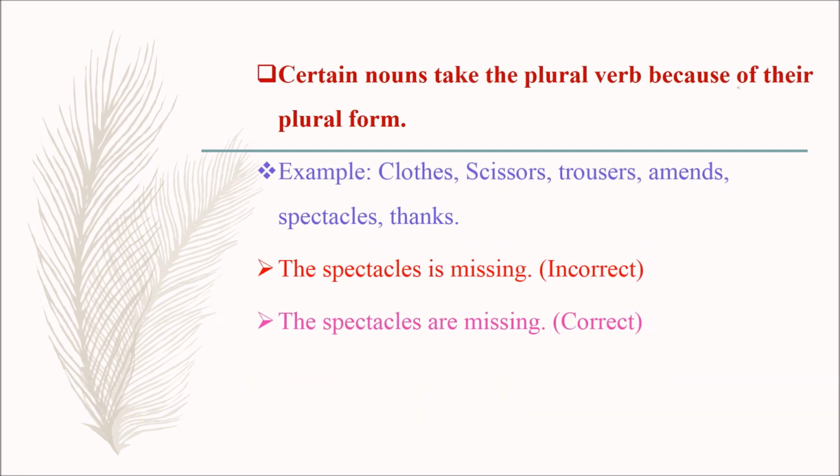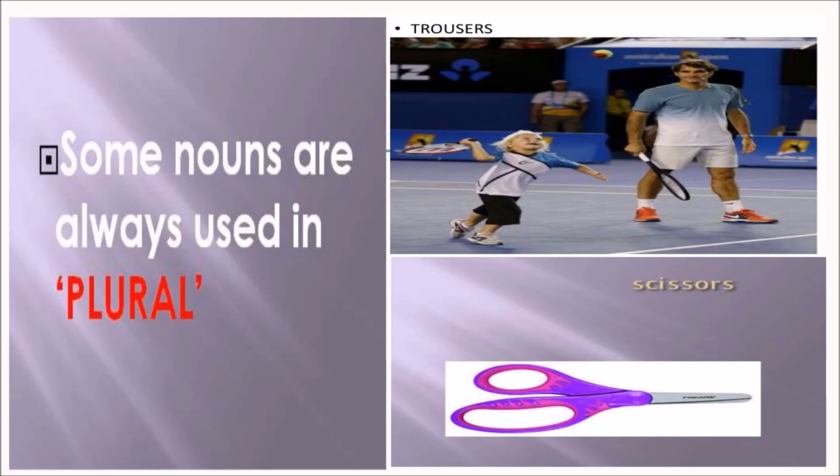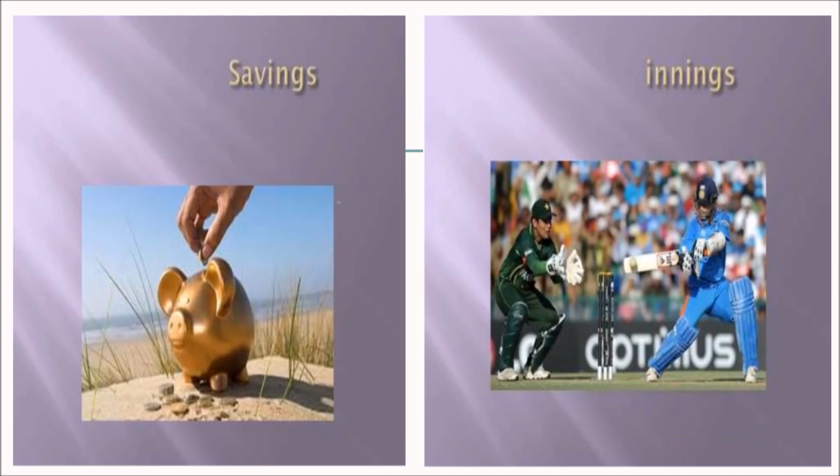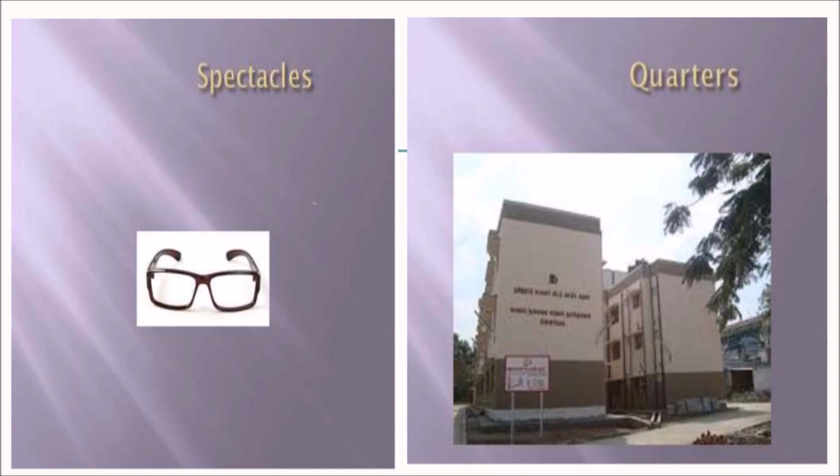Certain nouns take the plural verb because of their plural form. Examples: clothes, scissors, trousers, amends, spectacles, thanks. Let's see the first sentence. The spectacles is missing. Is that a correct sentence? No. The correct sentence is: the spectacles are missing. Some nouns are always used in plural. For example, trousers, scissors, savings, innings, spectacles, quarters, etc.